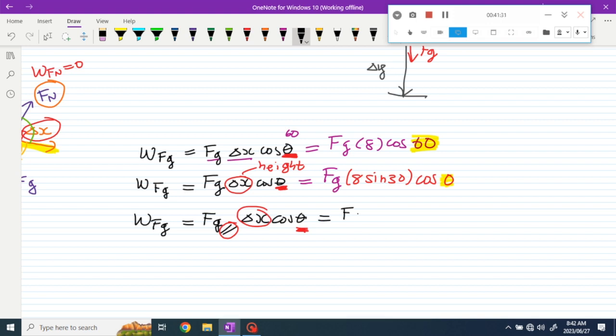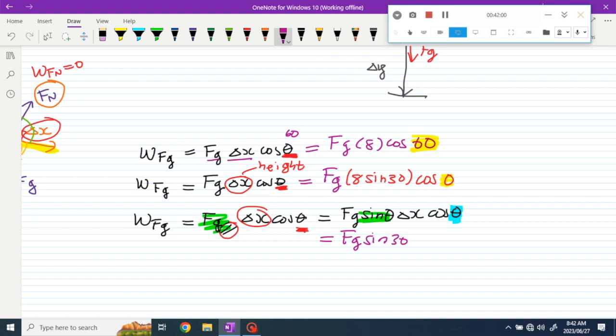They're going to say it's equal to Fg. We said we're going to use sine theta, okay? The displacement change in x, cos theta. And you need to understand that this theta over here is the angle between this and the displacement. There are different thetas. So when we calculate this, we're going to calculate Fg. We're going to plug in sine 30 degrees.